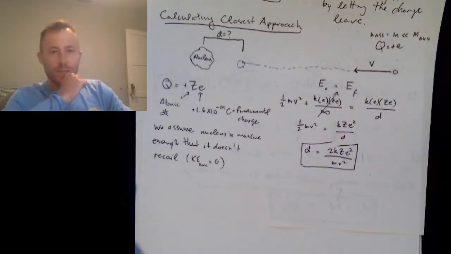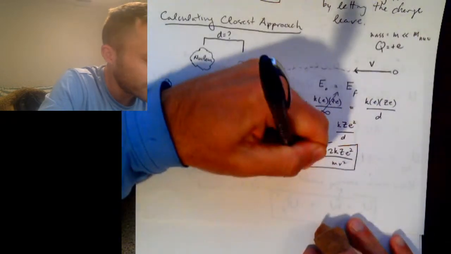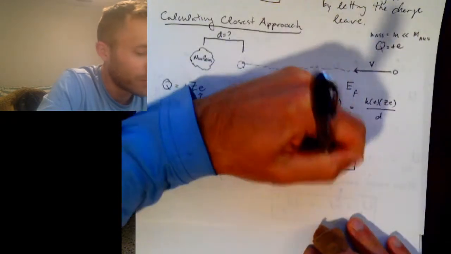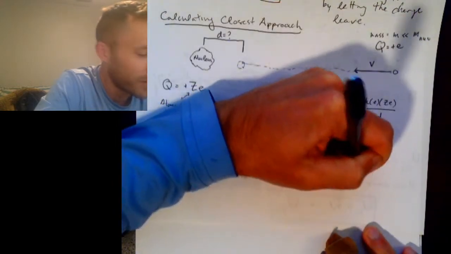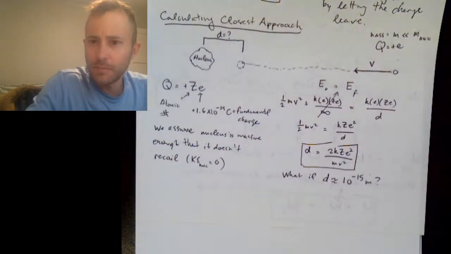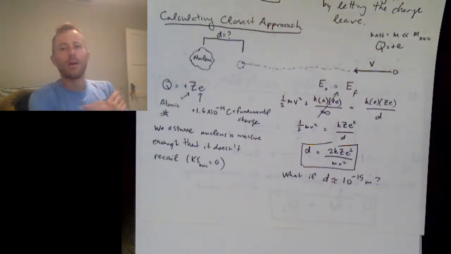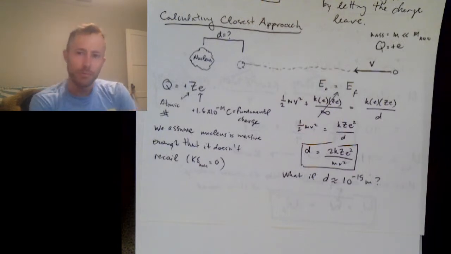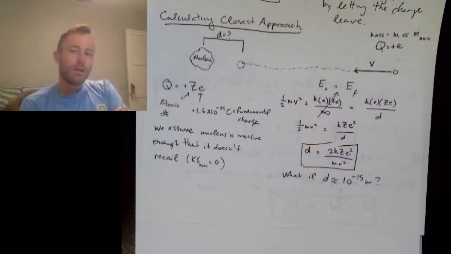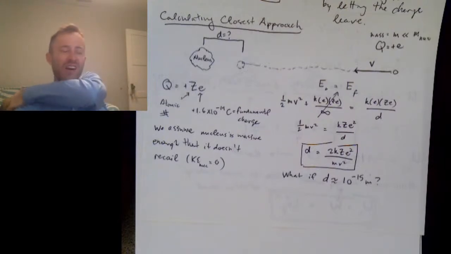Now, here's something interesting. We could ask, what if the distance of closest approach is approximately 10 to the minus 15 meters? Correct, it can never actually touch it, not without infinite momentum. So what if the distance is 10 to the minus 15 meters or less?